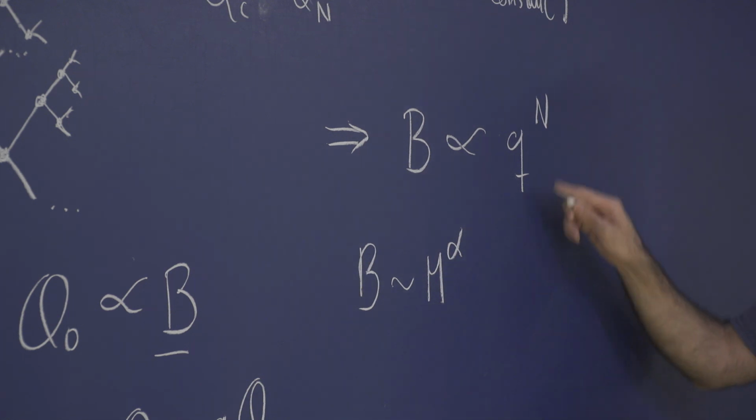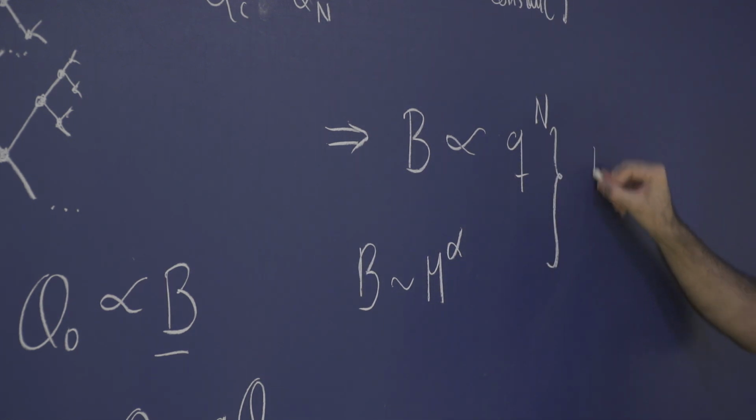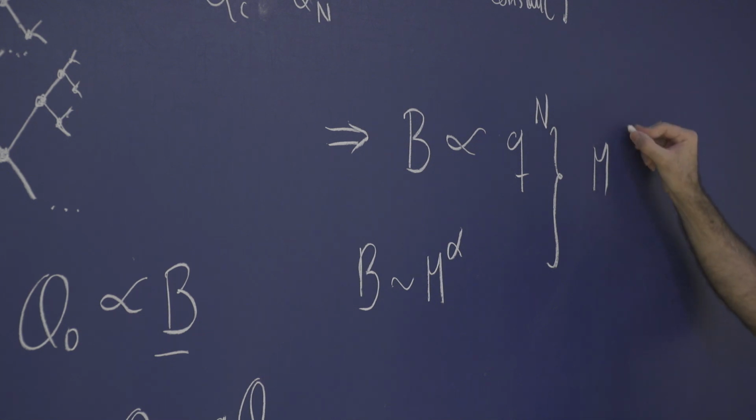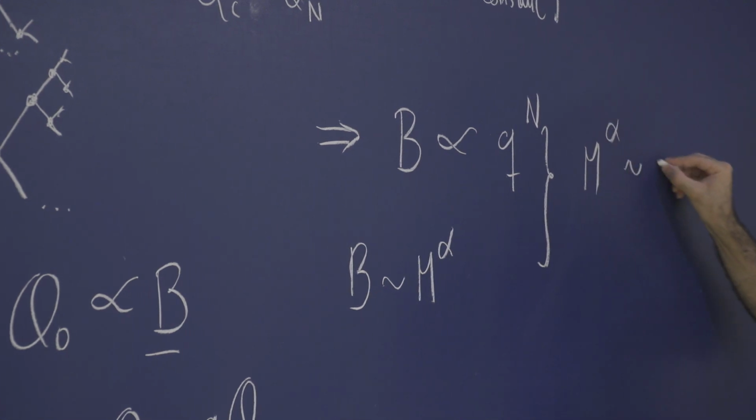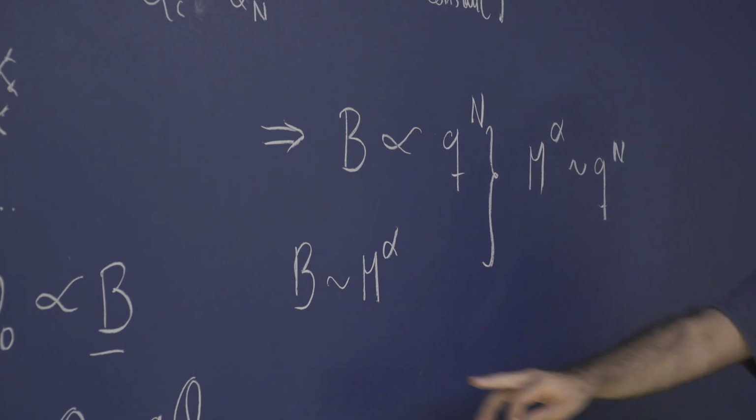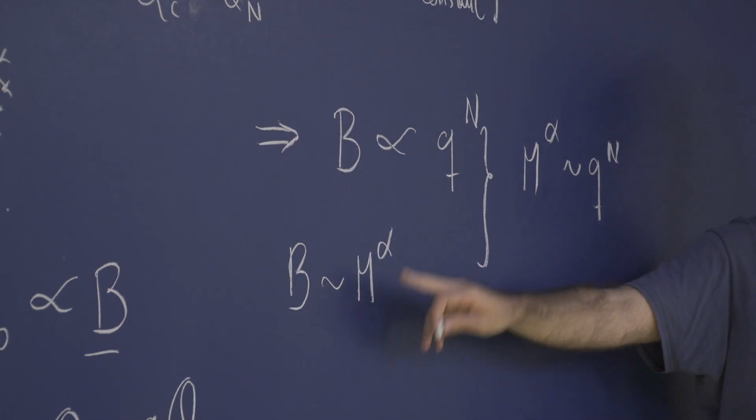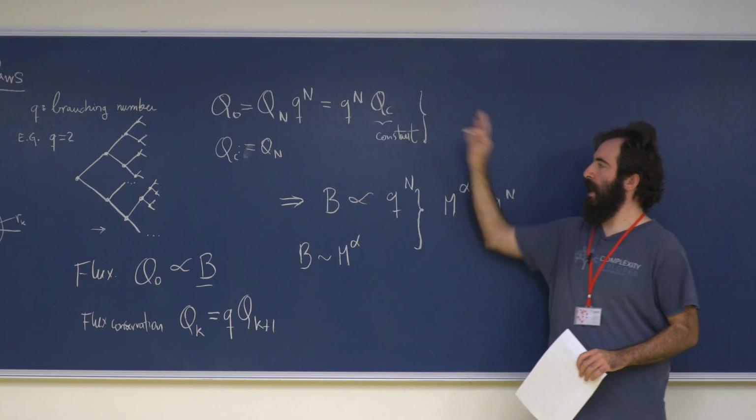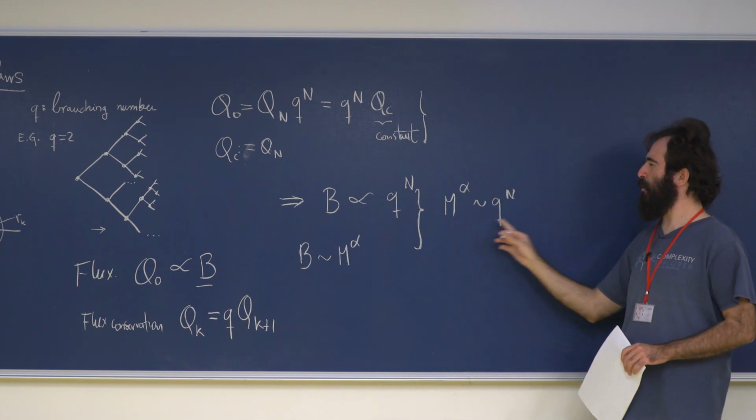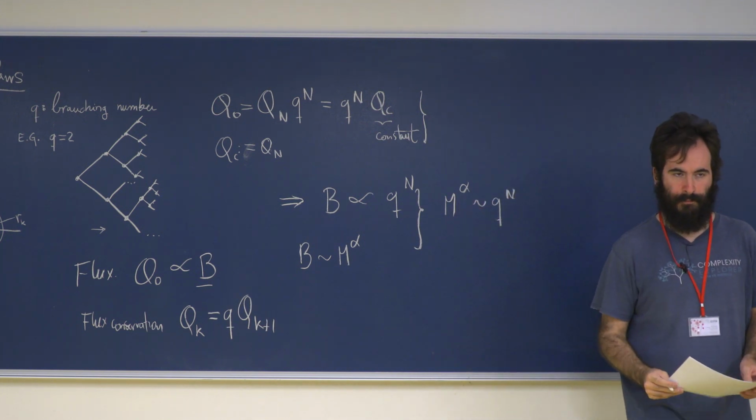So if we assume that this is true, what we get is that we shall have this scaling relation between m to the power of alpha and q to the power of n, right? Because B is proportional to m to the power of alpha, and B is proportional to q to the power of n, just by this argument here of flux conservation. Therefore, we require this to be true.